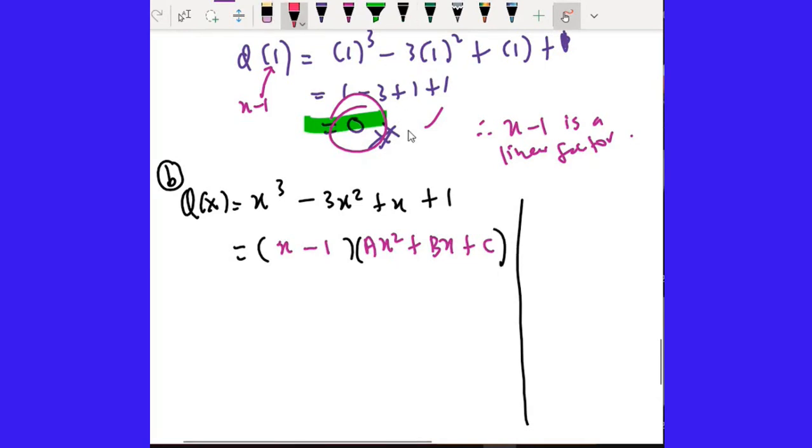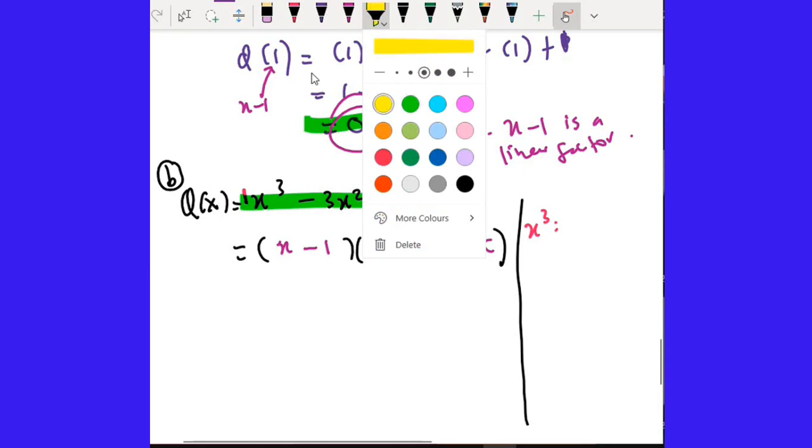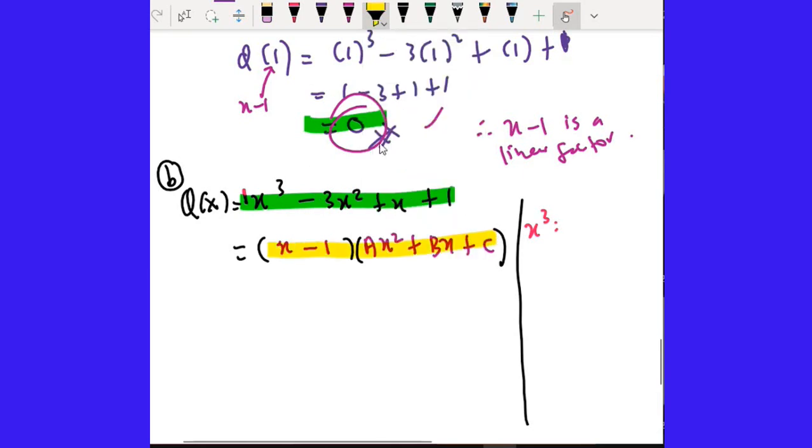Okay, so first find the highest degree coefficient, x cubed. On the left hand side, consider the x cubed term, and on the right hand side, consider the x times this A. So A is equal to 1. Settle.